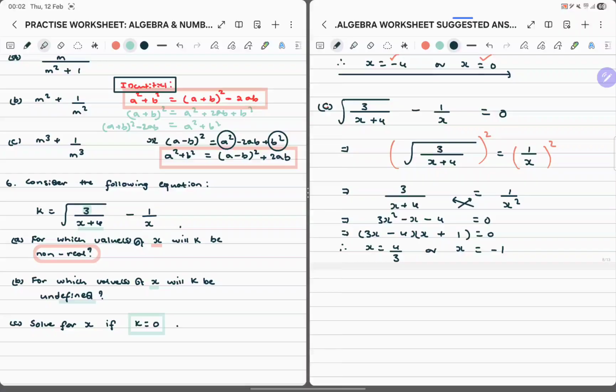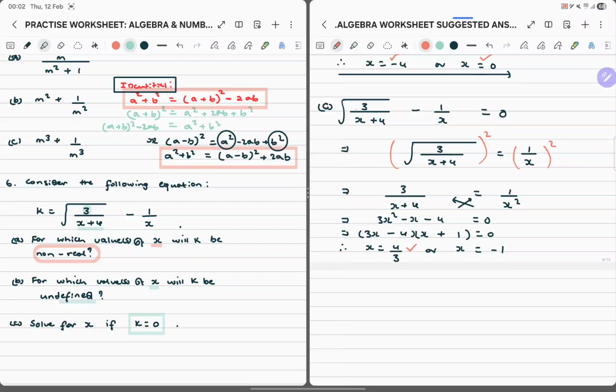Now let's see, folks, what happens when we do these things. So we've got 3 divided by, now this is 4 over 3 plus 4. So minus 1 over 4 over 3. Yes, it's 0. So the left-hand side equals the right-hand side. So we are good.